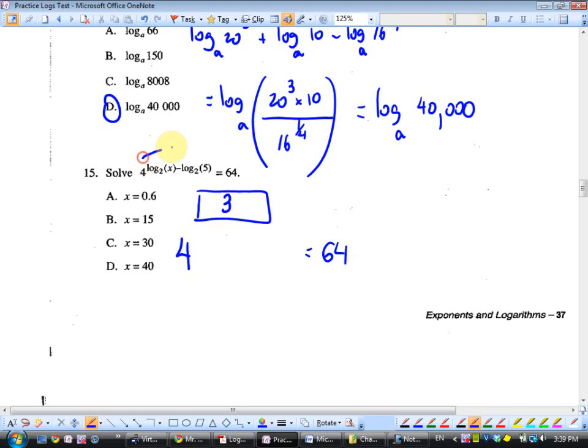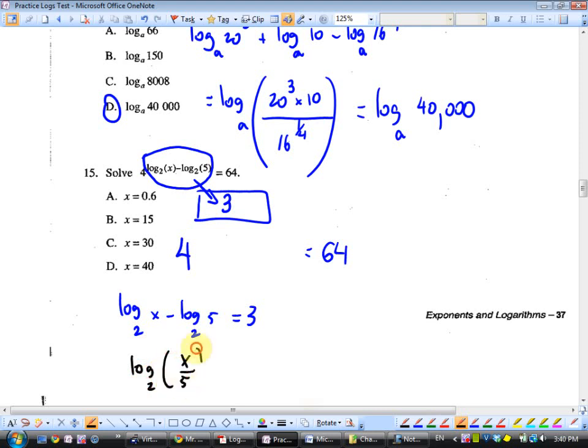I think, Jordan, that means that this whole mess has to work out to, in other words, here is the equation, I think. The log base 2 of x minus the log base 2 of 5 has to work out to a 3. That looks a little nicer. Are my bases the same? Combine them. Subtracting two logs is the same as? Okay, so if I hear you correctly, Jordan, you're saying the log base 2 of x over 5 equals 3.